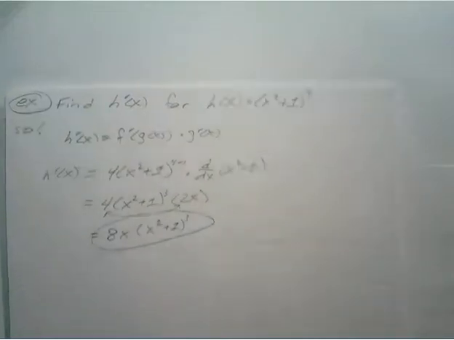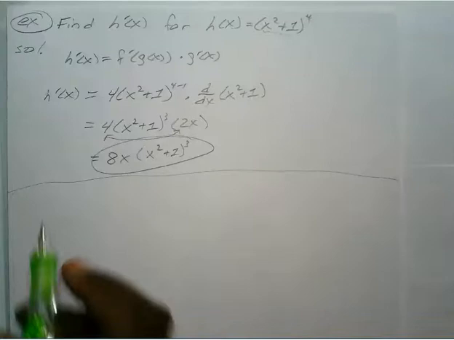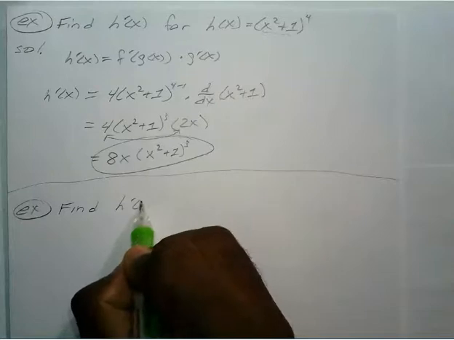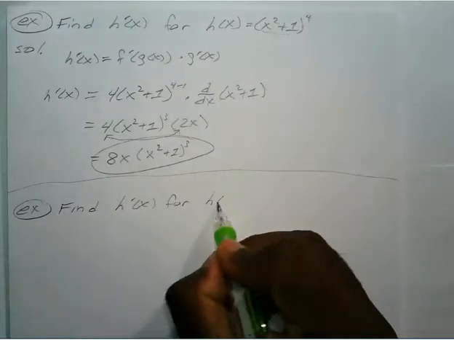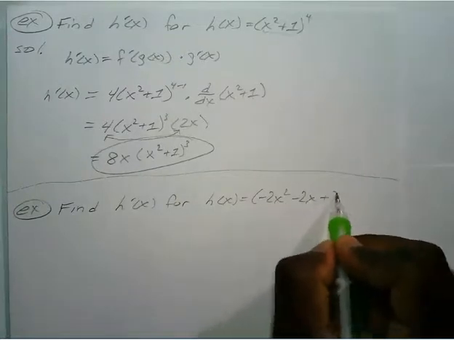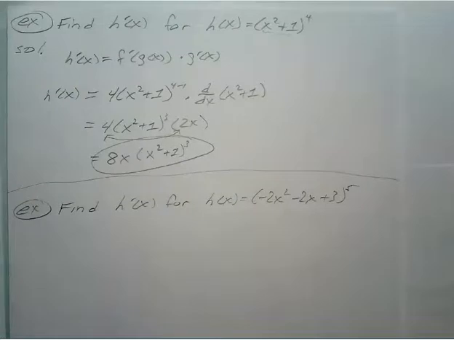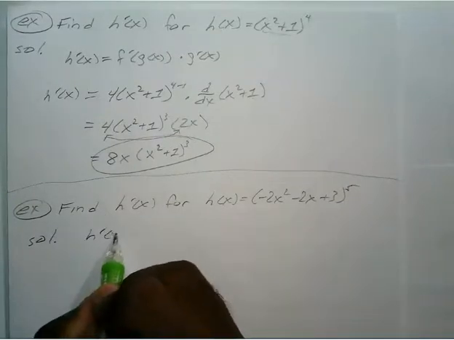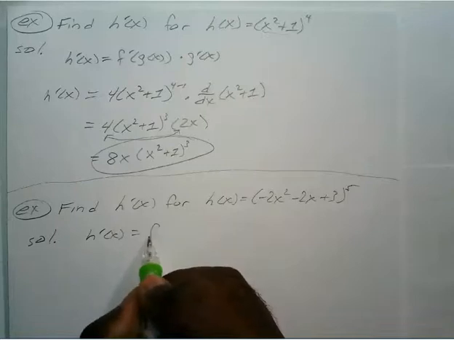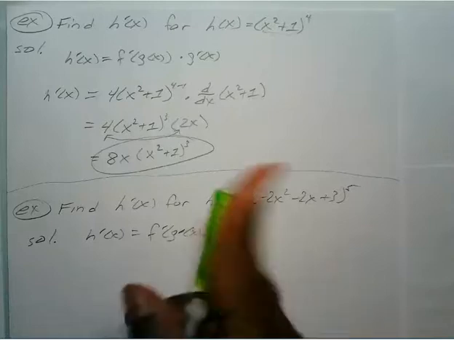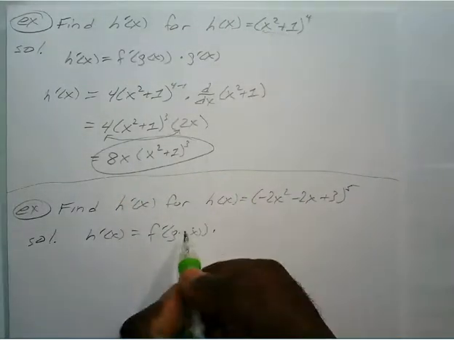Alright, so let's go ahead and do another example. What if we wanted to find the derivative for h(x) = (-2x² - 2x + 3)⁵? Okay, so just like before, we know our derivative for the chain rule is equal to f'(g(x)) times g'(x). Sorry about that.